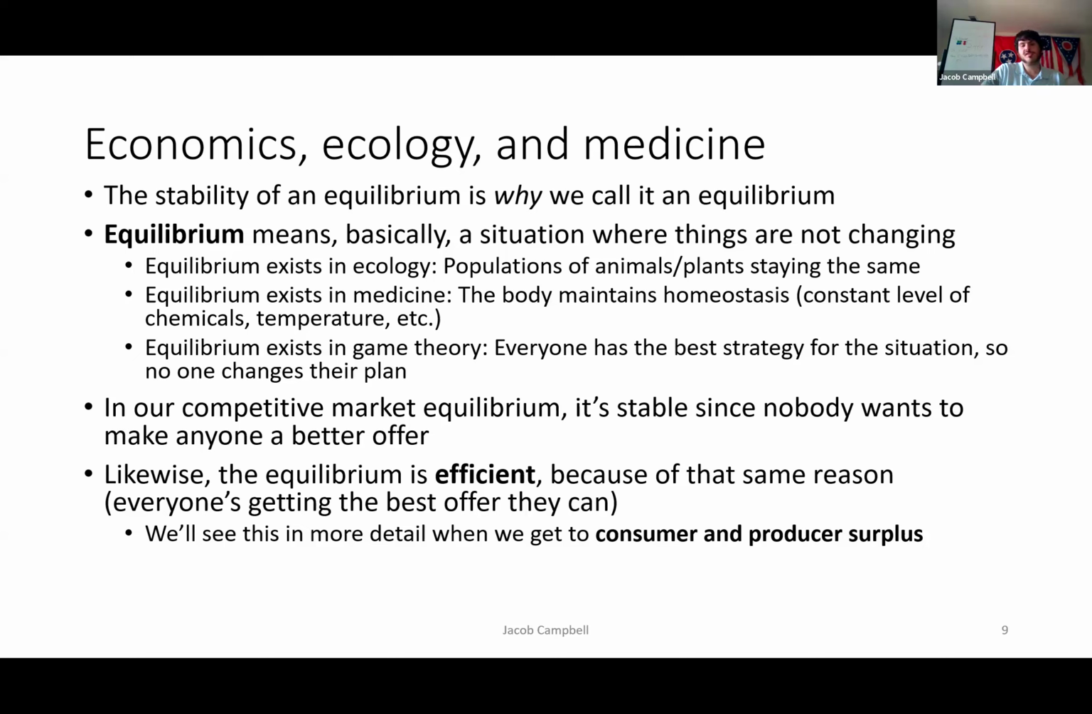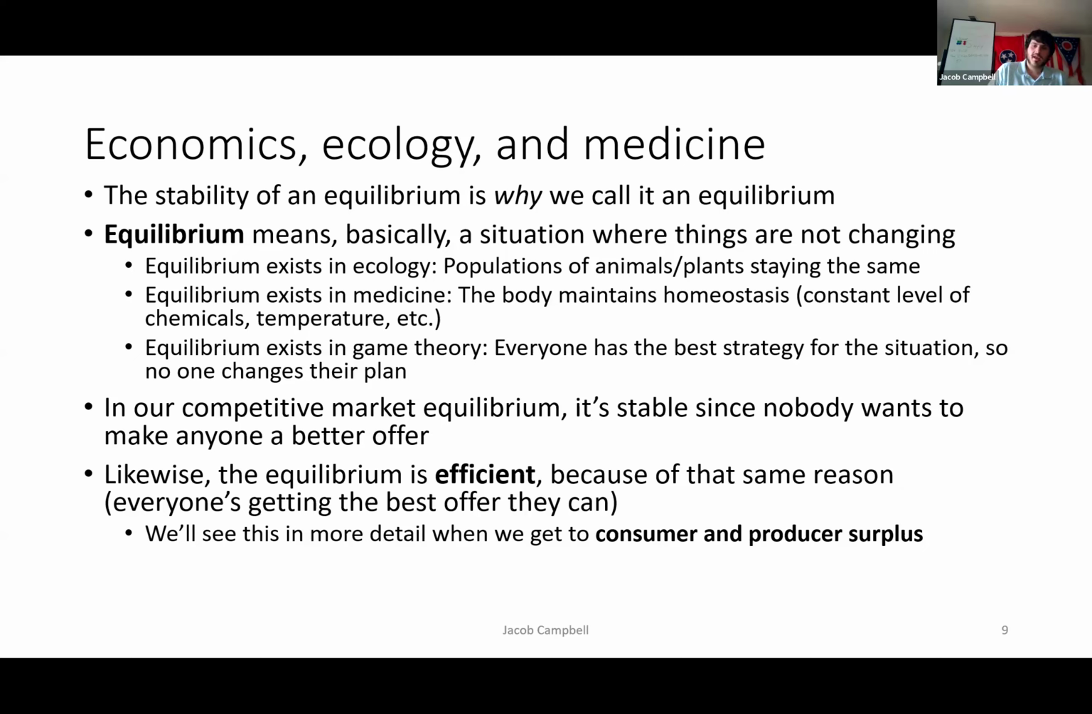And equilibrium exists in game theory. Strategic decision-making, strategic in the sense that you're responding to other people who are also making decisions. In game theory, we define an equilibrium as being a situation where everyone has the best strategy, assuming that everyone else also has the best strategy. And so nobody wants to change their plan.